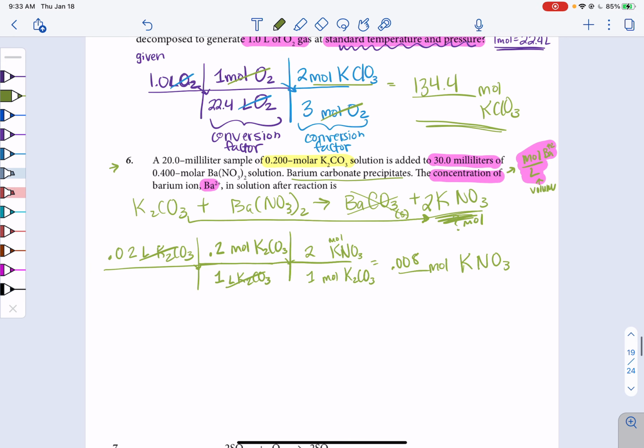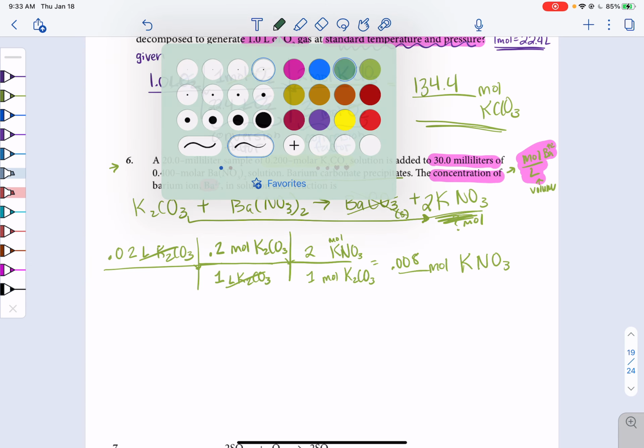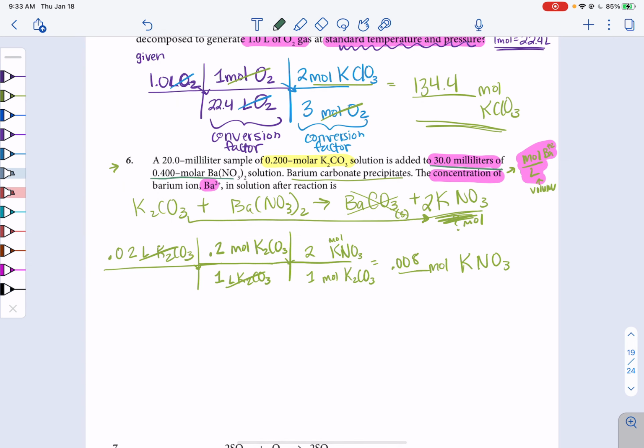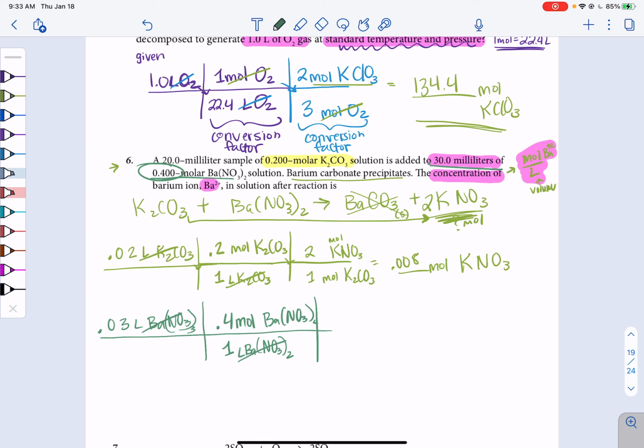I'm going to do the same concept, but this time starting with the barium nitrate. So I'm going to say 0.03 liters of barium nitrate will make how many moles of potassium nitrate. I don't want those liters, so I'm going to drop them. According to the concentration of 0.4, every 1 liter contains 0.4 moles of that barium nitrate. Now I have finished my liters and I'm in moles of barium nitrate, which means I can then transfer to 2 moles of potassium nitrate as planned.